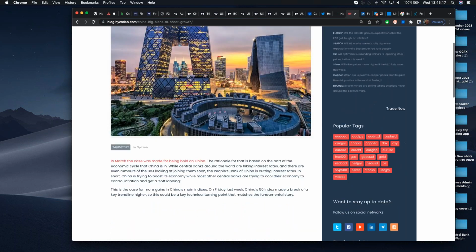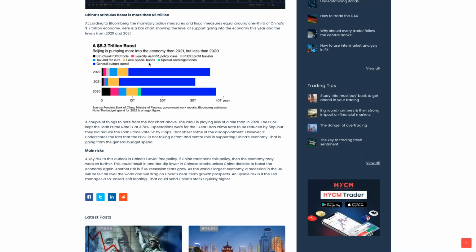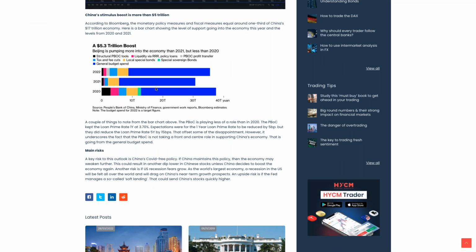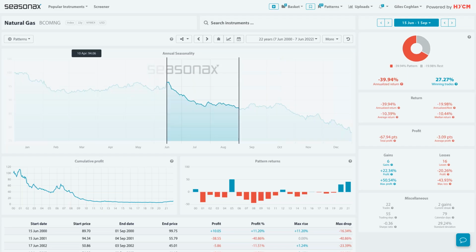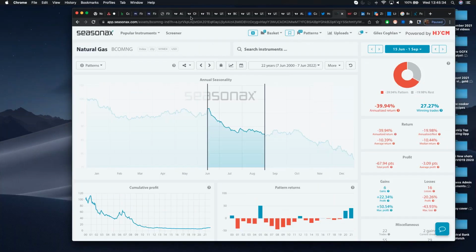It just goes back and shows you all of that boost, and you can see there's a huge structural boost that's expected for China. Okay, so that should be very, very good longer term. So do check that out and make sure you don't miss out on that outlook.